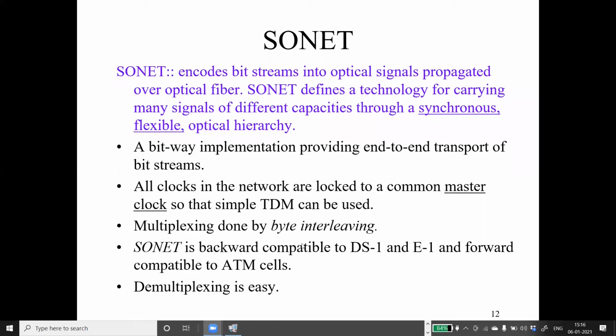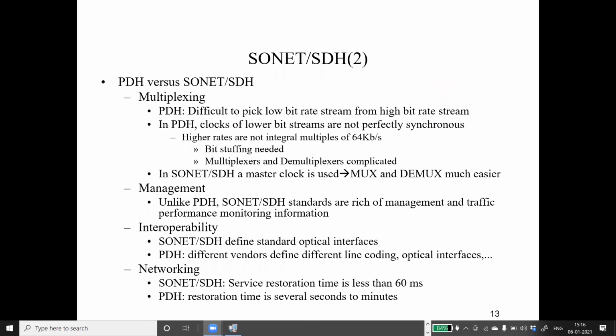Sonnet is compatible with the previous generation, that is DS1, E1, ATM cells, everything it could support. Although it was made to handle larger data, using multiplexing we could still transmit lower data rates, or the information of users with smaller data. And demultiplexing was also easy because it uses a systematic technique of multiplexing and demultiplexing. So these were the characteristics of Sonnet.